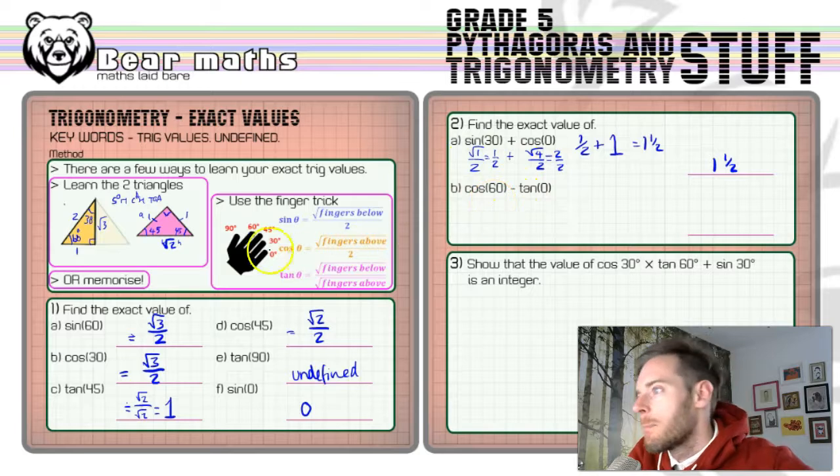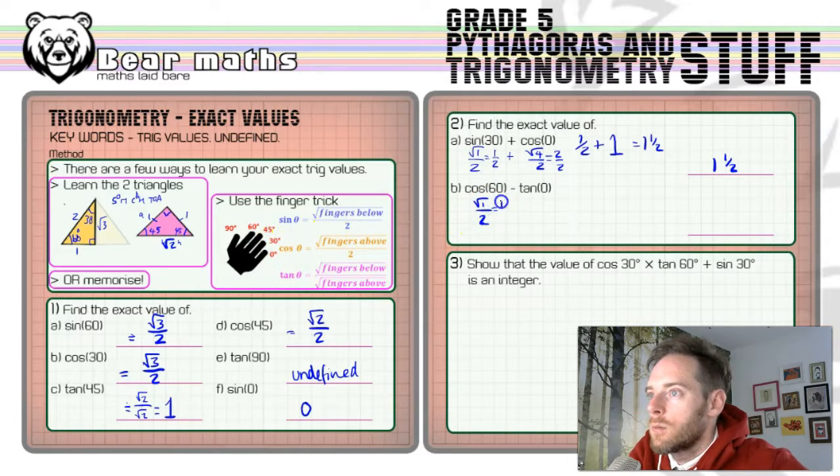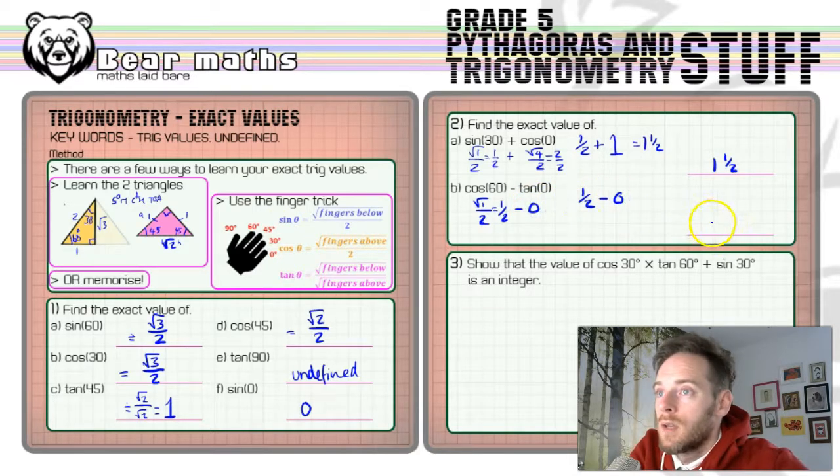Now, cos of 60 is fingers above, so there's 1 finger above, so that's going to be root 1 over 2, because everything's over 2 there, isn't it? And that's going to be 1/2 again. And then minus tan of 0. So that's 1/2 minus tan of 0. Fingers below is 0, and then divide it by whatever, it doesn't matter, it's just going to be 0. So 1/2 minus 0 equals 1/2, because you're taking away nothing from the half, so that's just 1/2.